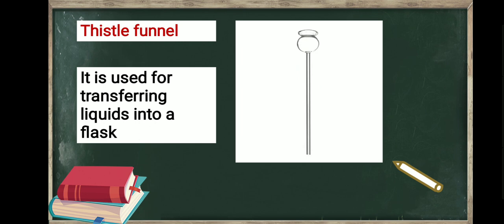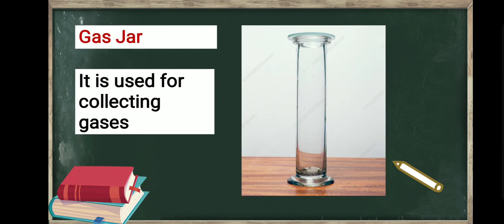Means when you are going to transfer liquids, you will use the thistle funnel, because the chemical will splash out, and sometimes you are using dangerous chemicals, so it will harm you as well. That's why, to avoid any danger, we are using the thistle funnel. The next one is the gas jar. It is used for collecting gases. Means when you have to collect gas, you will use the gas jar.